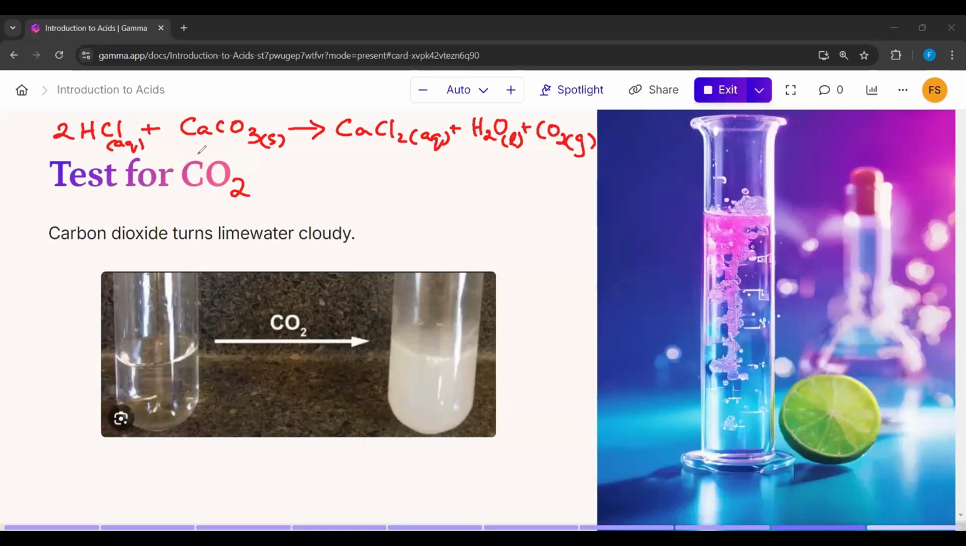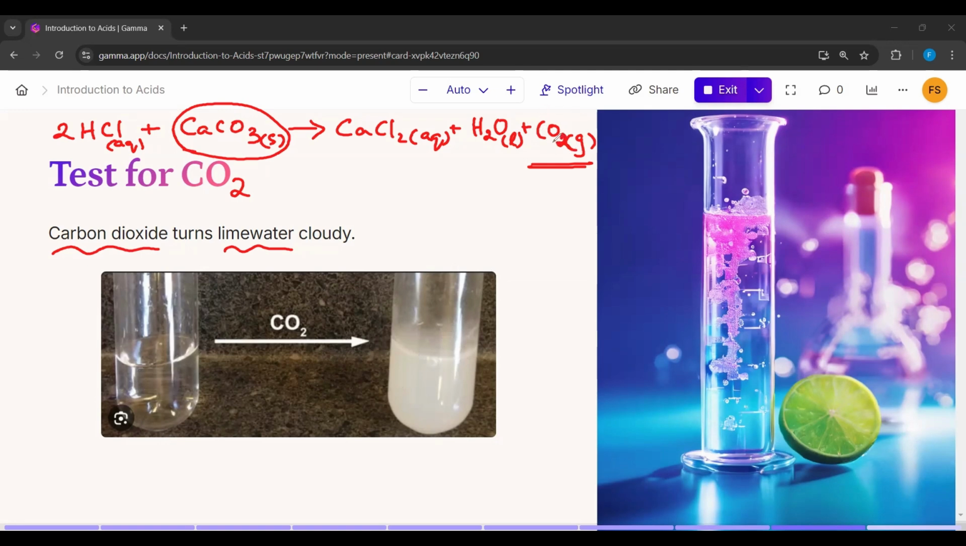When an unknown salt is given to you, you add hydrochloric acid and there is a gas given off. Now, to confirm whether it's carbon dioxide, you make sure that this carbon dioxide is bubbled through lime water. And if there is carbon dioxide, it will turn milky. Can you see the picture? If carbon dioxide is bubbled through lime water, then it will turn milky.